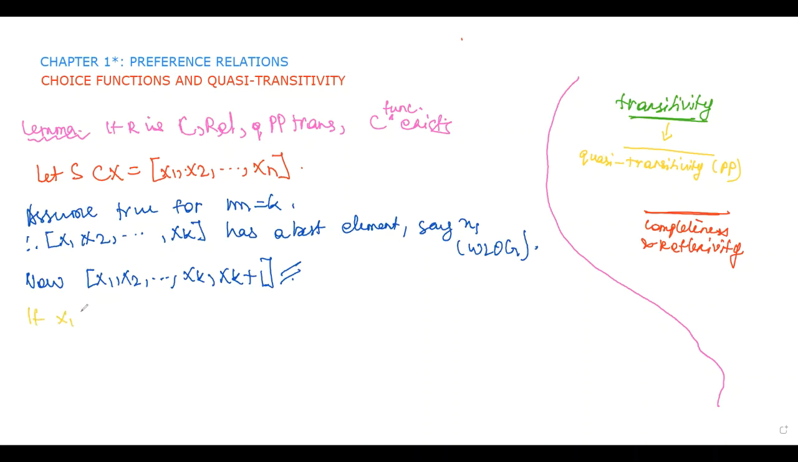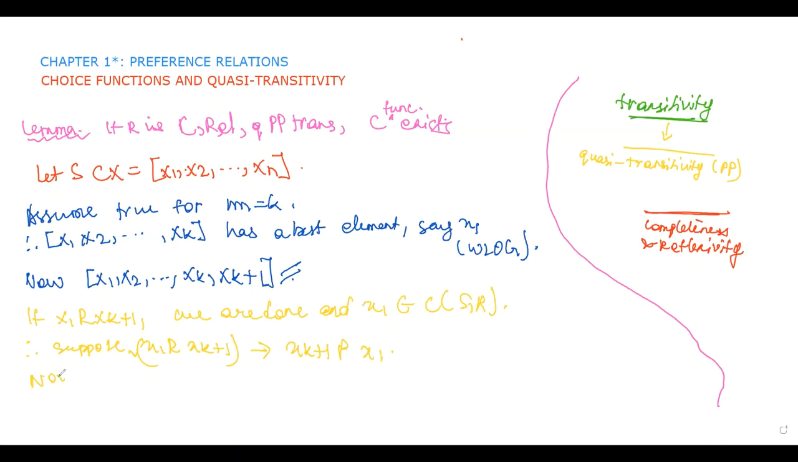So if x1 R xk+1, we are done. Right? Because x1 R x2 R x3 ... R xk is already true, which is because x1 is the best element. Therefore, suppose x1 R xk+1 is not true, then what happens? This implies xk+1 P x1.